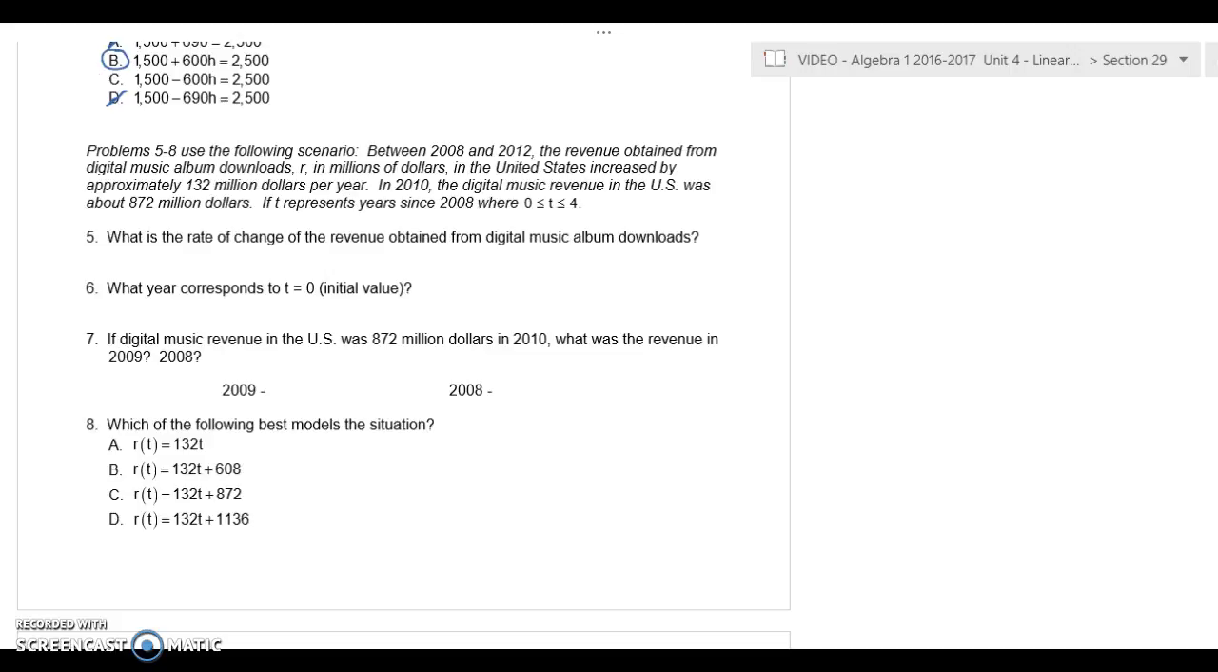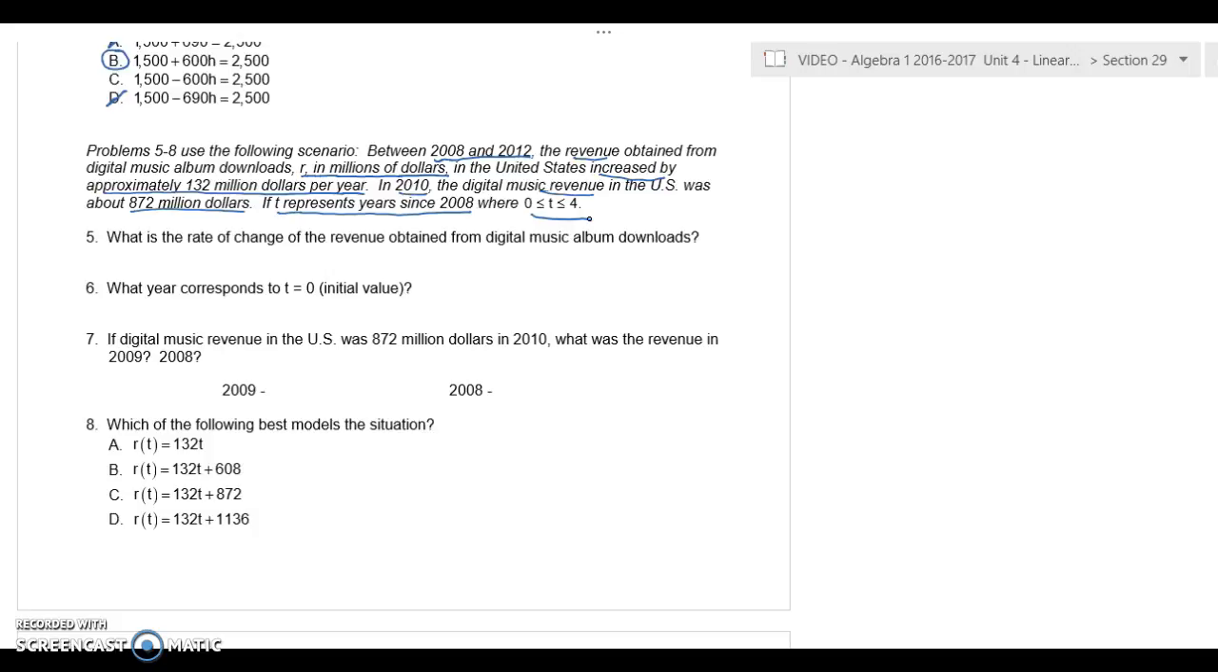All right, so again, let's subsearch here. Let's figure out the important information: 2008, 2012. And we're going to call revenue R, in millions of dollars. We know it increased by $132 million per year. 2010 revenue was $872 million. t represents years since 2008, and t is between 0 and 4.